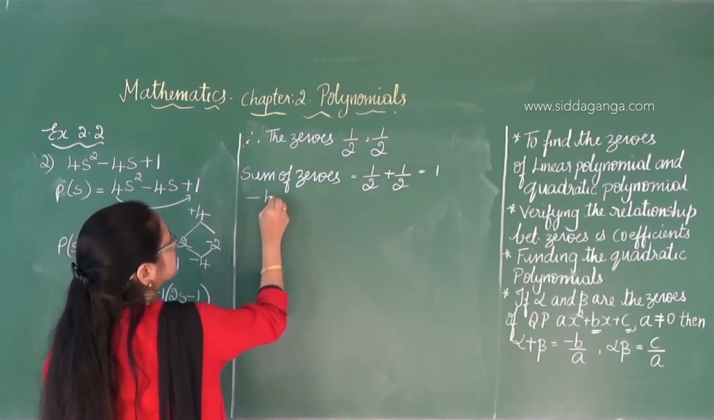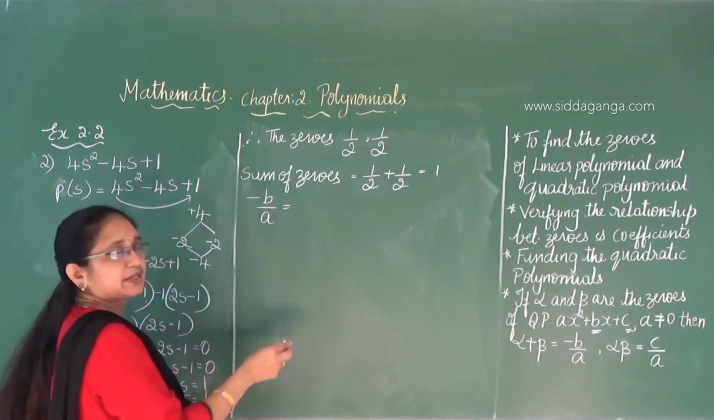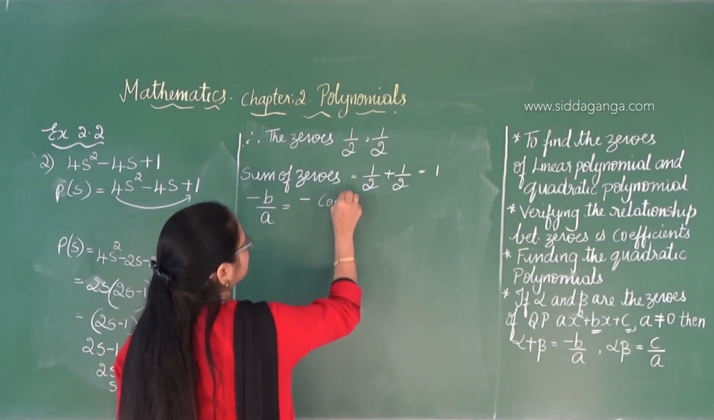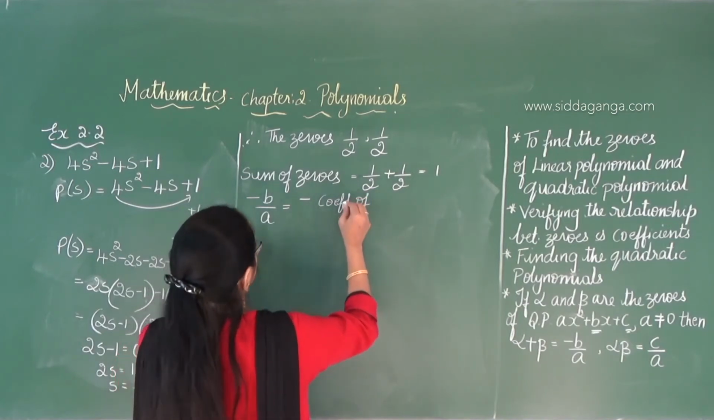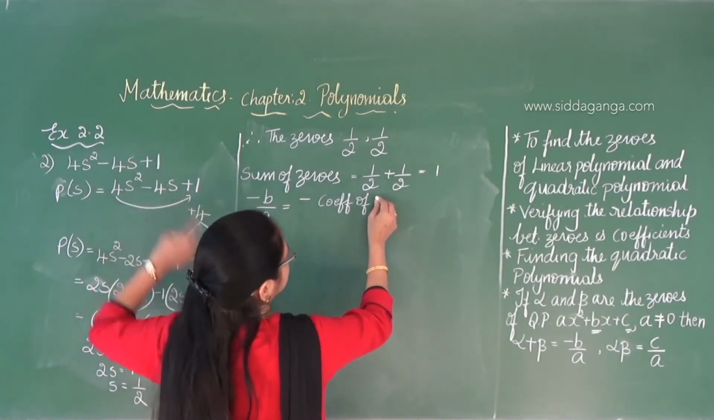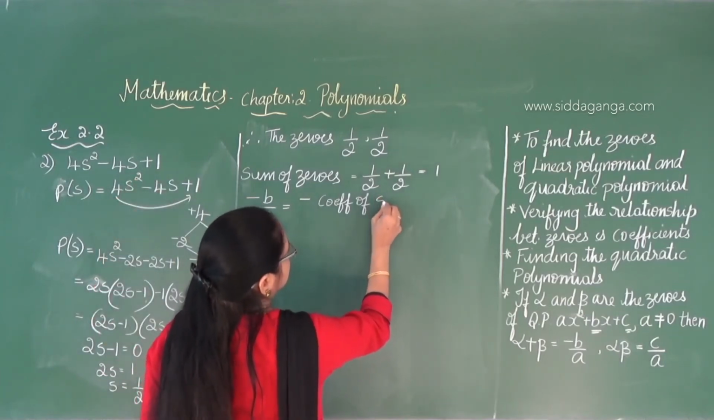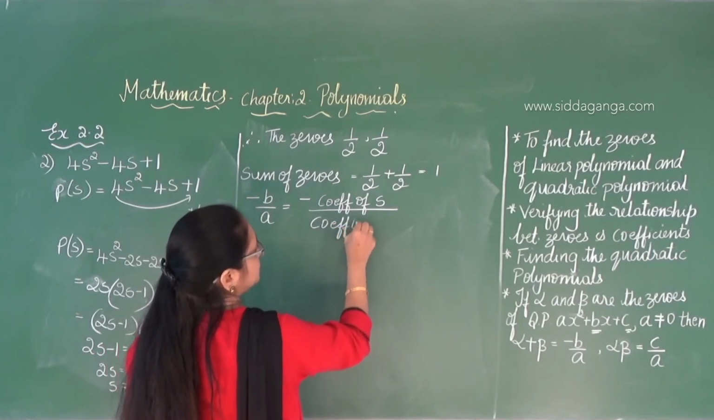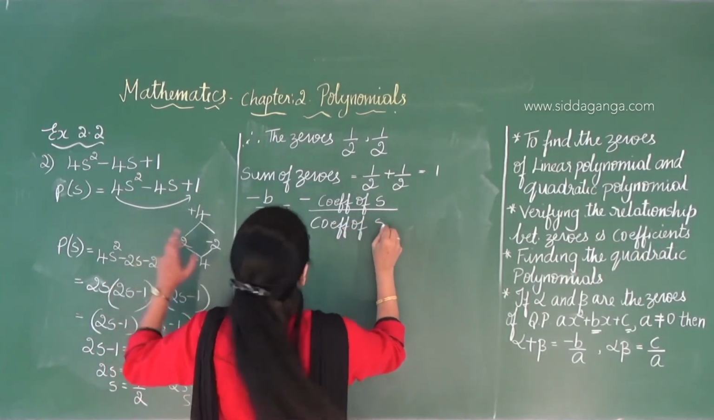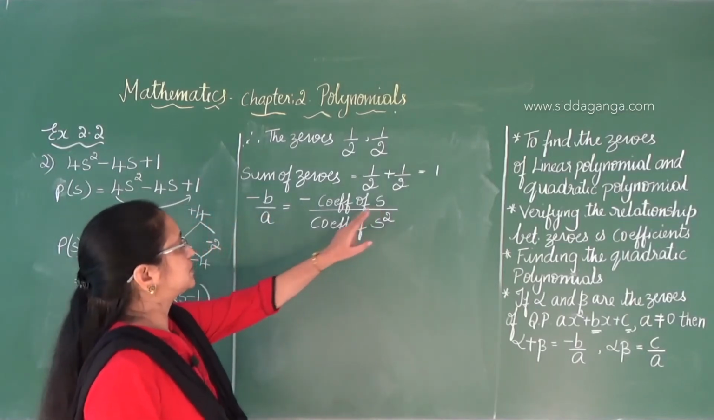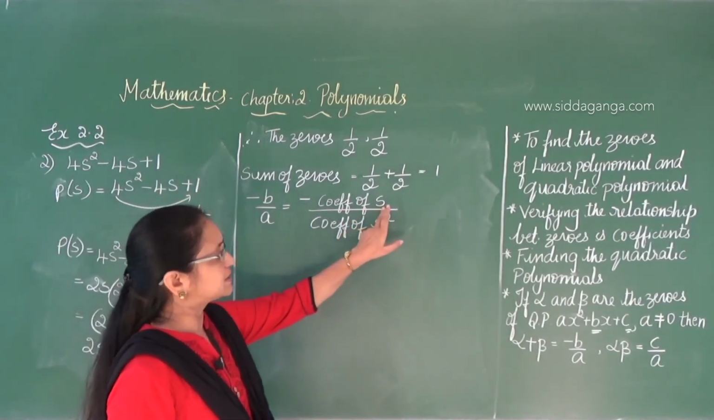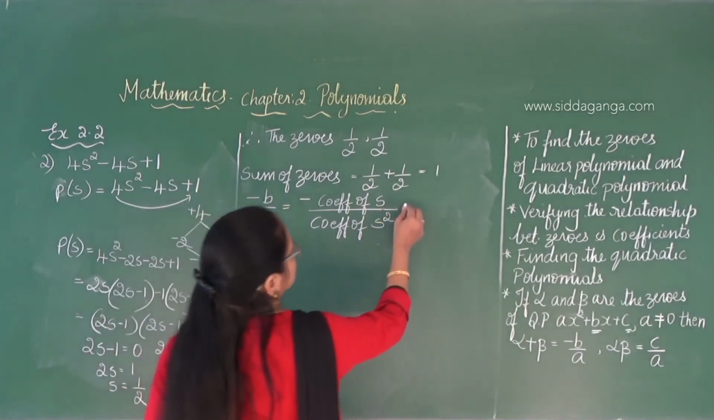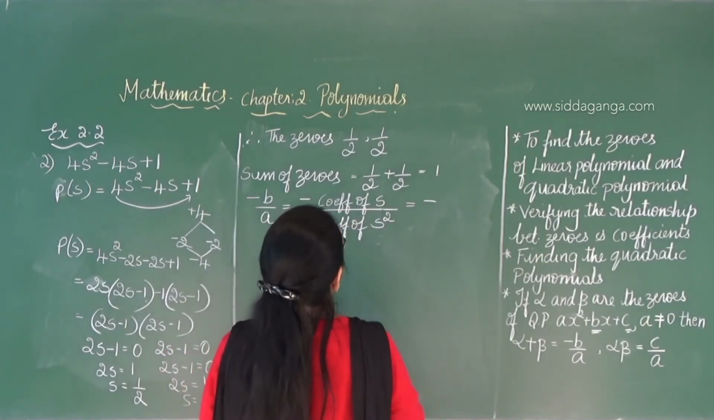Now, you find out minus b by a. Minus b by a is nothing but minus coefficient of s divided by coefficient of s square. Because here the variable is s, so I am writing the formula also in s only, not x. Okay.